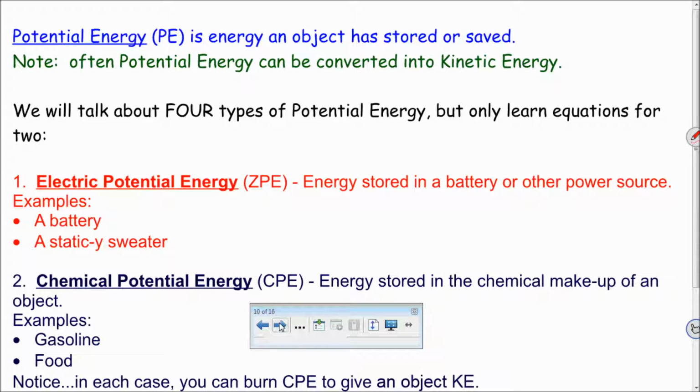All right. So today I'm going to talk about 4 different types of potential energy, but we're only going to learn equations for 2 of them. The other 2 are just going to be talked about in the sort of nebulous, concept-y realm, which will be important when we get to some big picture ideas, but in terms of problem solving, they're not going to be as important. So let me talk about the 2 nebulous concept-y ones first.